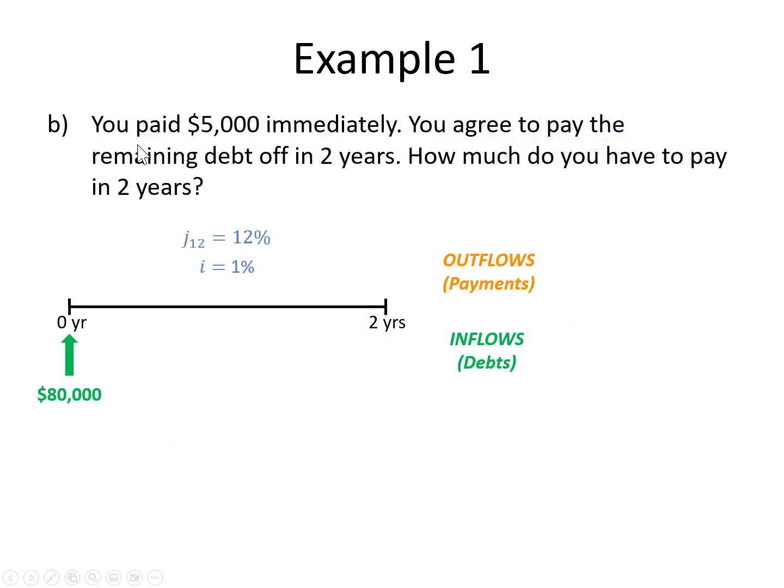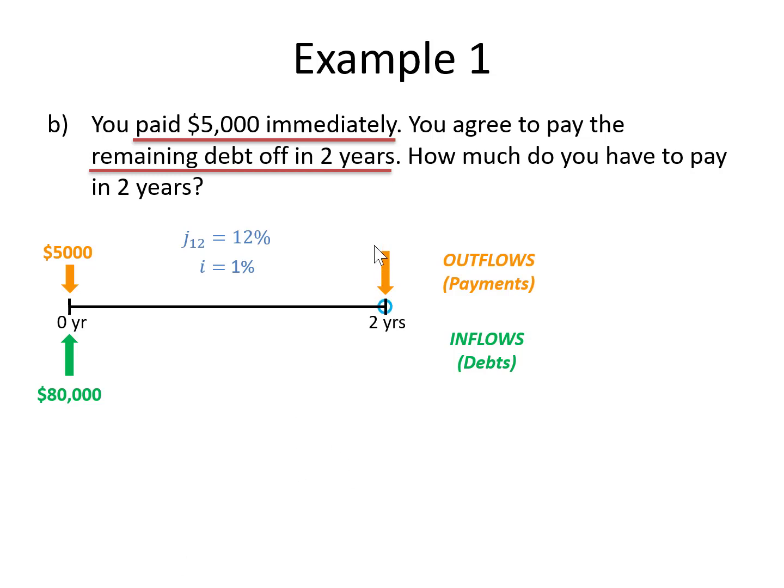Now let's look at scenario B. You paid $5,000 immediately, and then you agreed to pay the remaining debt off in 2 years. How much do you have to pay in 2 years? So now we have two payments in this scenario. The first one is an immediate $5,000, and the other one is going to be the remaining debt in 2 years. How do we do this analysis?